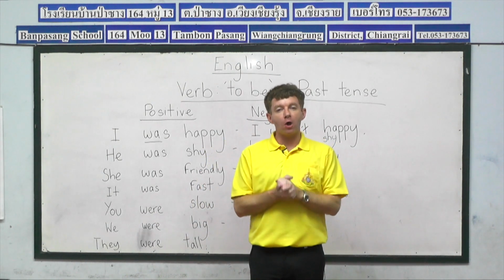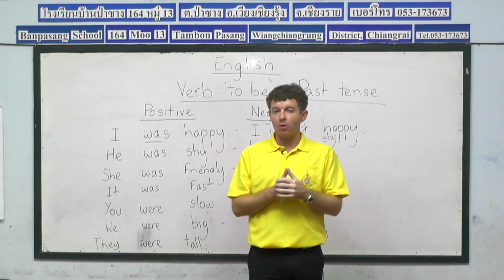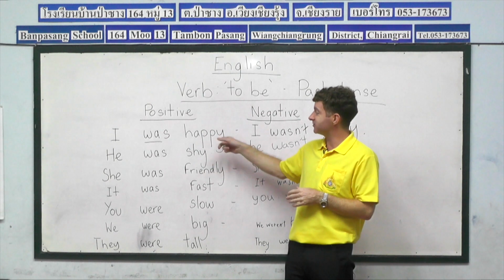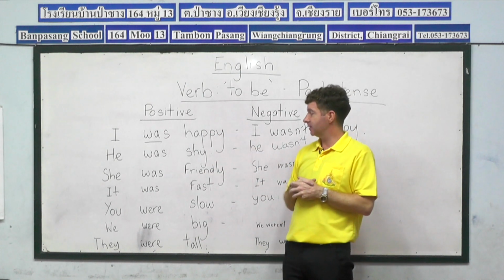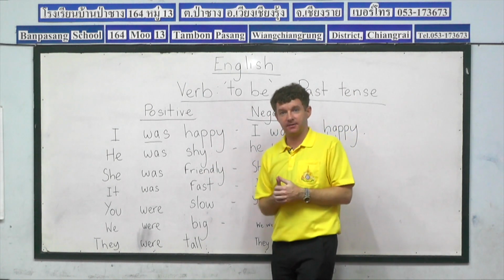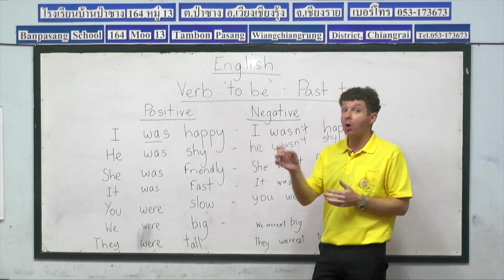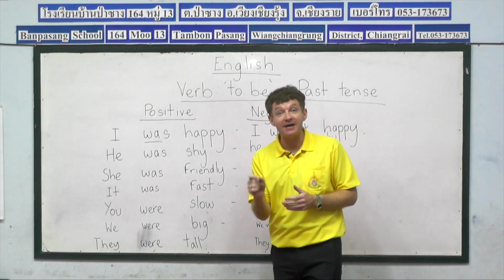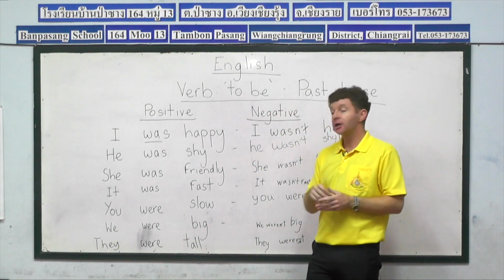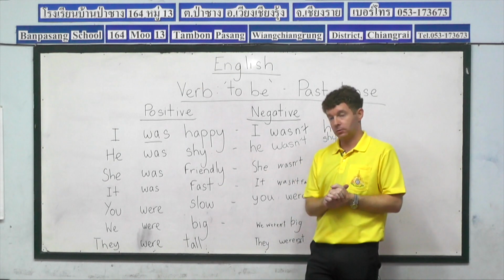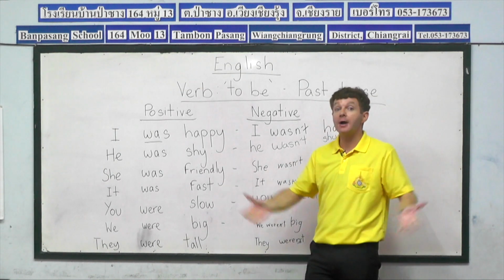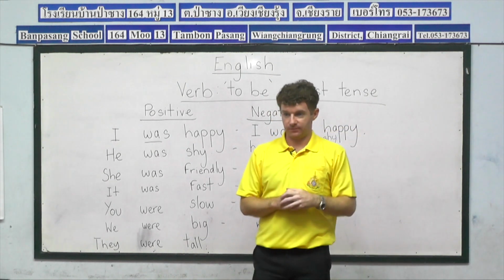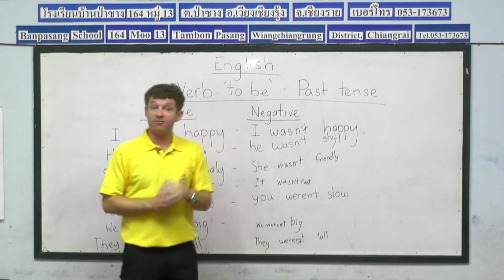So now we've got all our phrases on the board. Let's do one more speaking drill. Ready, guys? Positive first. I was happy. He was shy. She was friendly. It was fast. You were slow. We were big. They were tall. And then the negative forms.